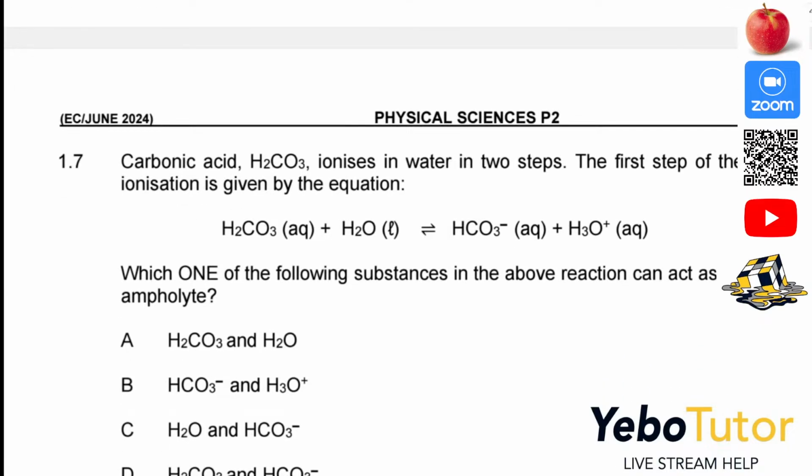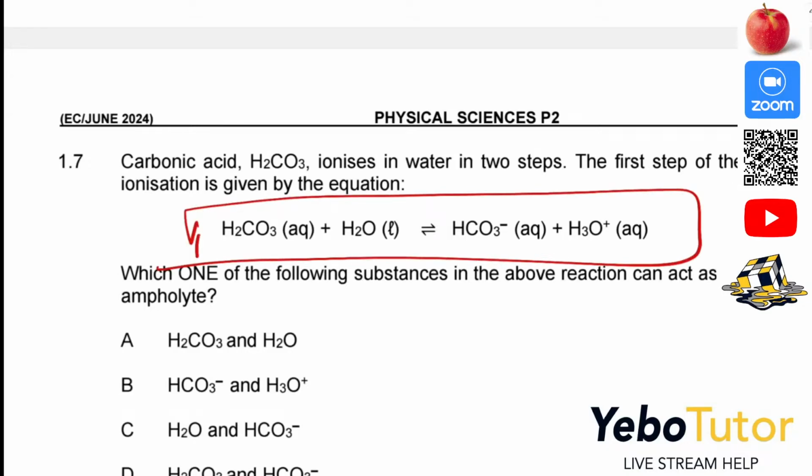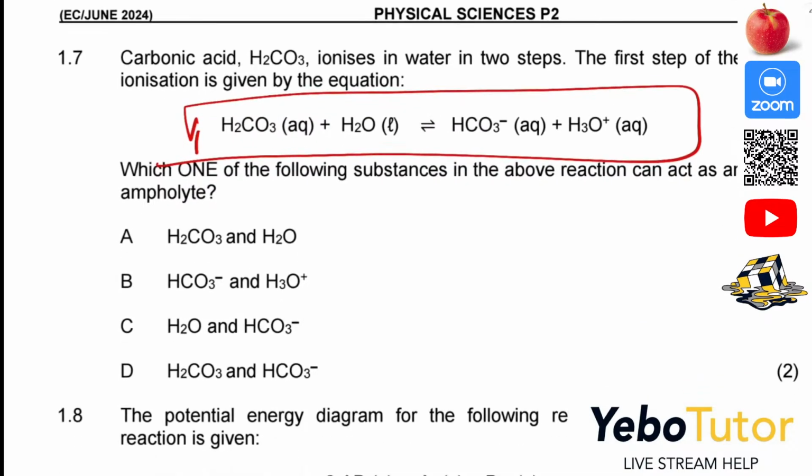Then 1.7, carbonic acid H2CO3 ionizes in water in two steps. The first step of ionization is given by this equation, which we can see here. Okay, then from that, which one of the following substances in the above reaction can act as an ampholyte? Oh my word, ampholyte, which means it can act as both an acid and a base. So definitely we can see that our answer is not going to be easy there. Of course, we know that water always can act as an ampholyte because it can be an acid, it can also be a base. And of course, also HCO3 can also be part of that as well. So that will be our ampholyte.